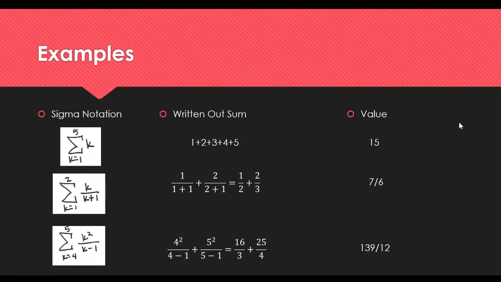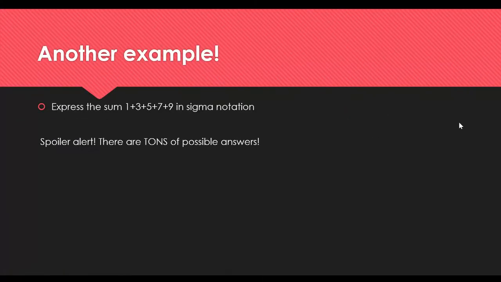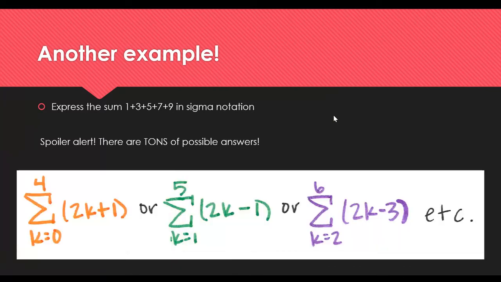All right. Another example. We can actually do this backwards as well. I have the sum 1 plus 3 plus 5 plus 7 plus 9, and I want to write that in sigma notation. But you could do this a million different ways. It all depends on what you start and what you end with. So you could have a ton of possible answers. You could say k equals 0 and then end with 4 and say that's 2k plus 1.